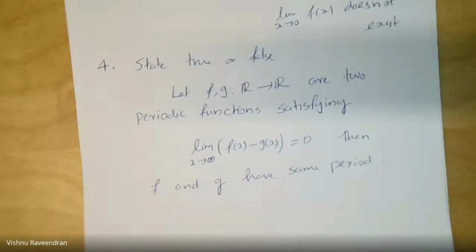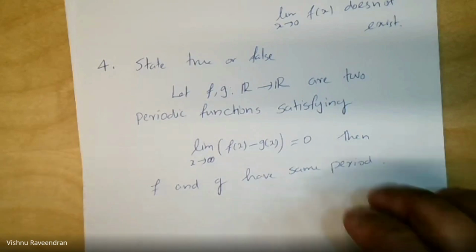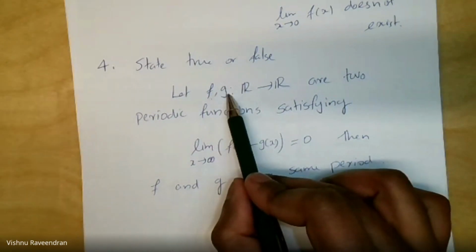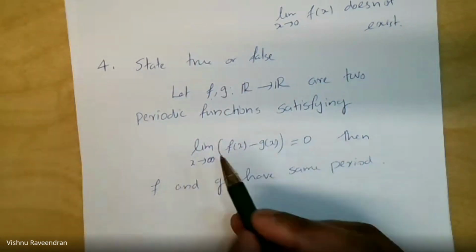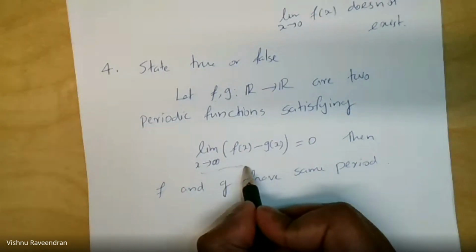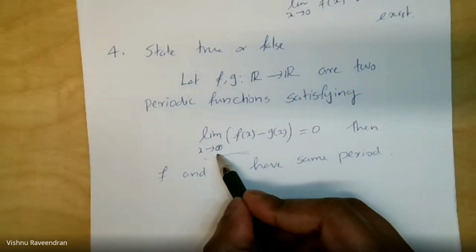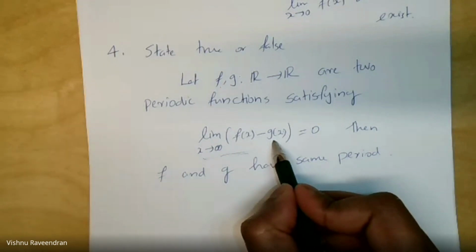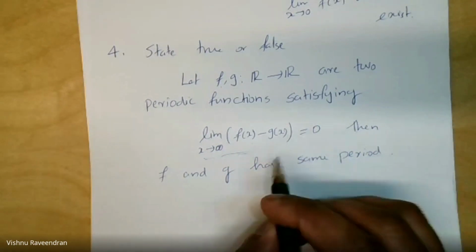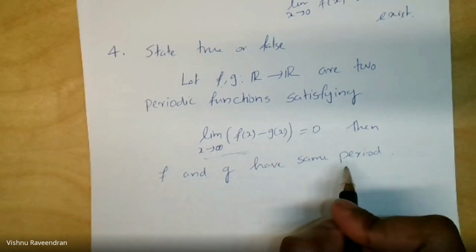So the question is that you have a statement, and you need to say whether it's true or false. The statement is that you have two periodic functions, f and g, with maybe different periods, but there is a condition given: the limit as x goes to infinity of f of x minus g of x will be 0. Then the question is whether f and g have the same period or not.